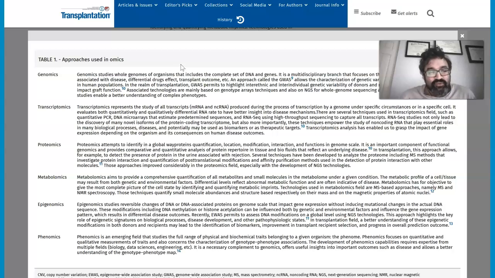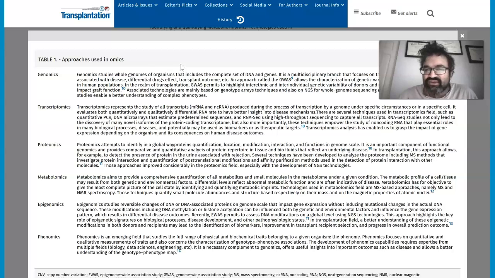Then going into transcriptomics, so once the gene has been transcribed into mRNA. Transcriptomics covers any transcript, messenger RNA or nuclear RNA, produced during the process of transcription by a genome under specific circumstances or in a specific cell. It evaluates both quantitatively and qualitatively differential RNA rate to have better insight into disease mechanisms. So transcriptomics goes into quantitative PCR, DNA microarrays that estimate predetermined sequences, and RNA-seq using high throughput sequencing to capture all transcripts.